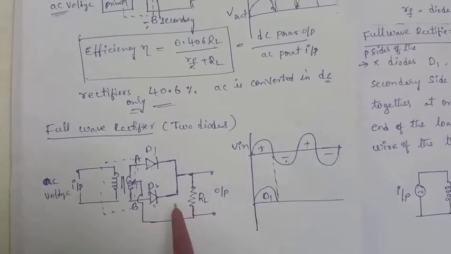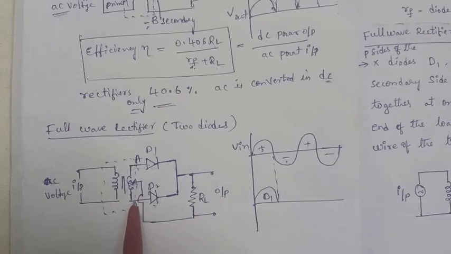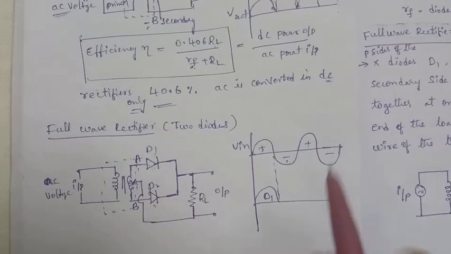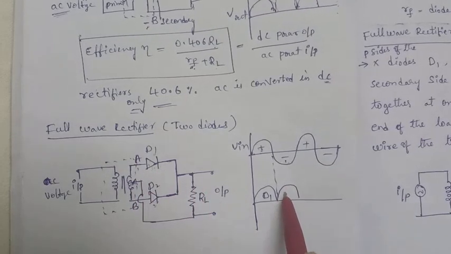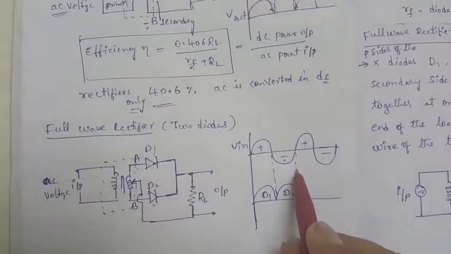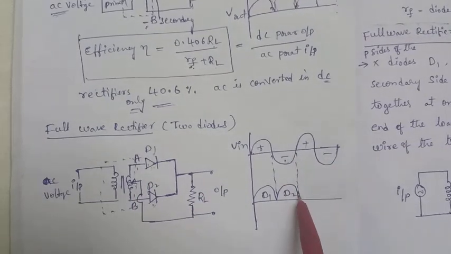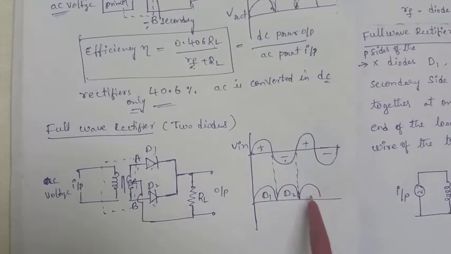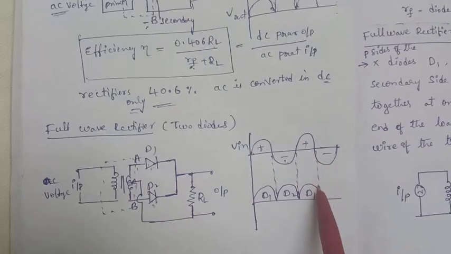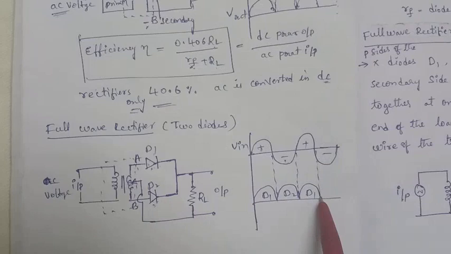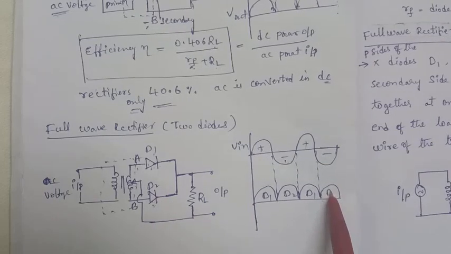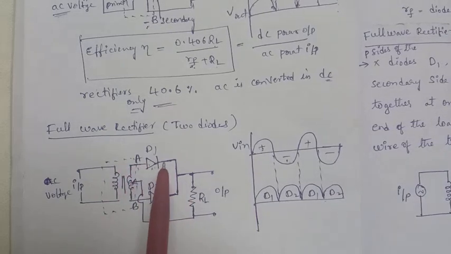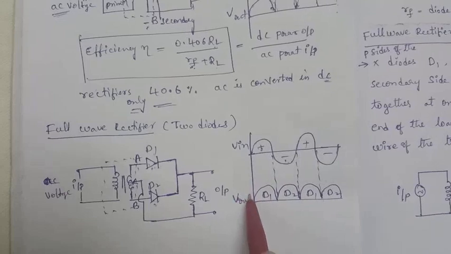Then we are getting the output. At that time this one does not conduct, and the output will be due to the D2 diode. Similarly, for the positive half cycle, D1 is forward biased and D2 is reverse biased, so D1 conducts. For the negative half cycle, D2 is forward biased and D1 is reverse biased, so we get the output due to D2. So it is a full wave rectifier.